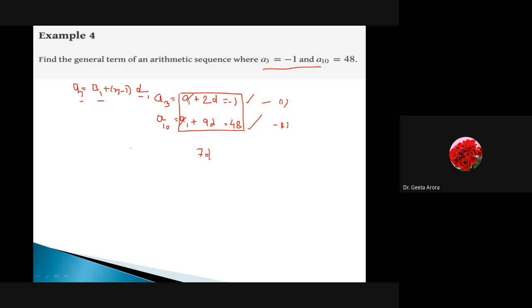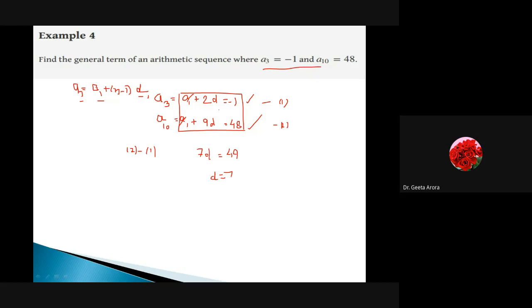And why are we doing 2 minus 1? Because it's easy for me to take 9 minus 2, as A1 is cancelling out A1, and 9 minus 2 gives me 7D is equal to, and here also 48 minus minus 1. So 7D is equal to 49. So D is coming as 7. This is the first thing you have done. Correct? Now if D is 7, we can substitute this in any of the equations.